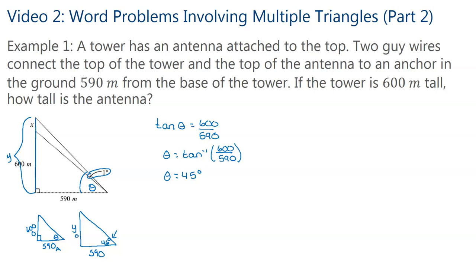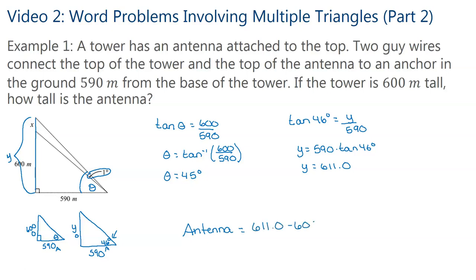So now y is opposite and 590 is adjacent, so again I'm going to use tan to find y. Tan of 46 equals y over 590. Now I cross multiply, and when I put that in the calculator, I get 611.0. So now I can find the antenna by subtracting the height of the tower from that. 611.0 minus 600 means the antenna is 11.0 meters tall.